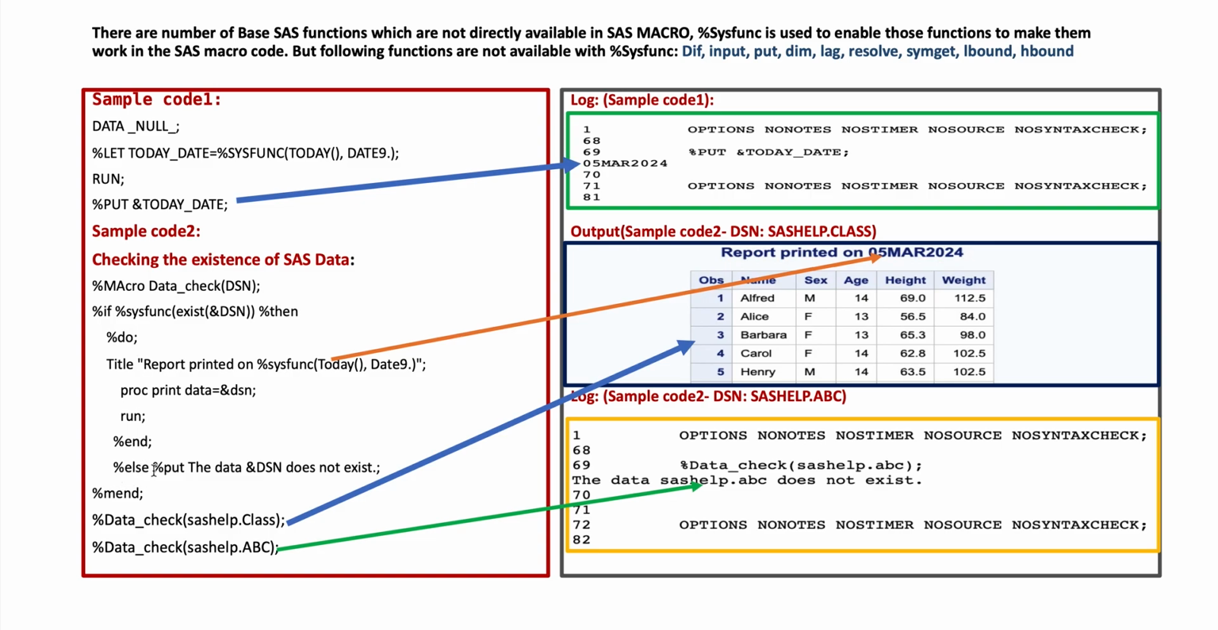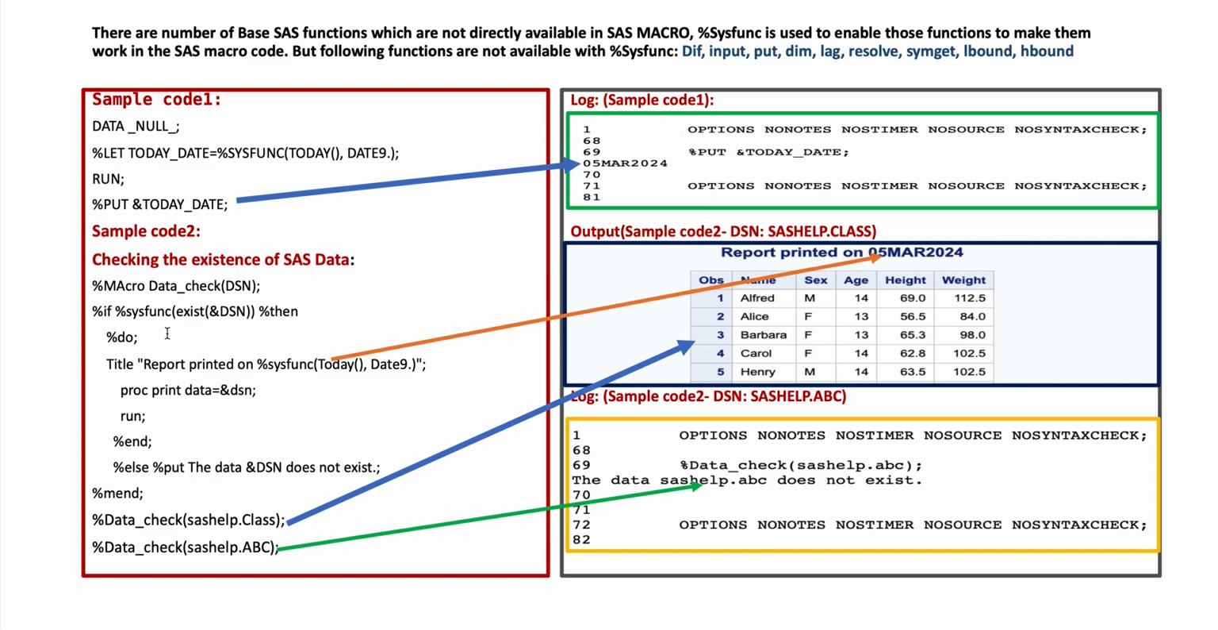%else, if not, %put the data &DSN does not exist. It will print in our log window. %mend ends the macro code. And finally, we call the macro %data_check, and we provide the dataset name. First of all, we provide here sashelp.class.